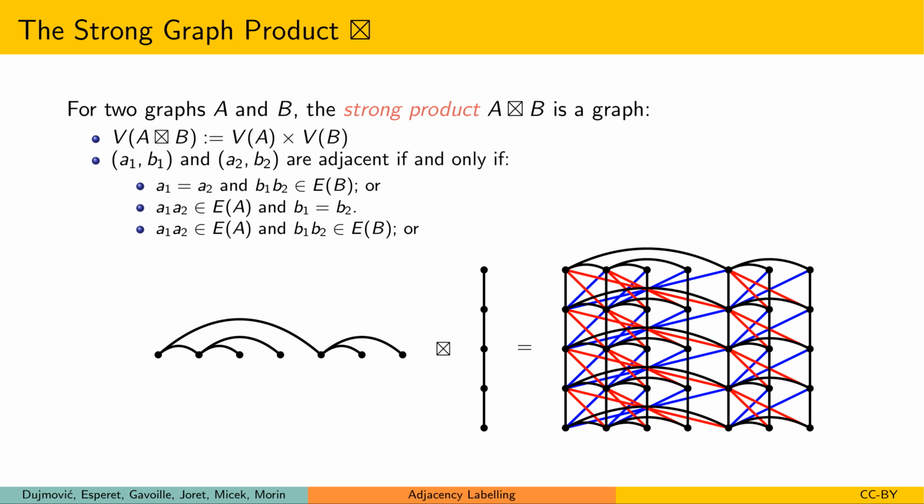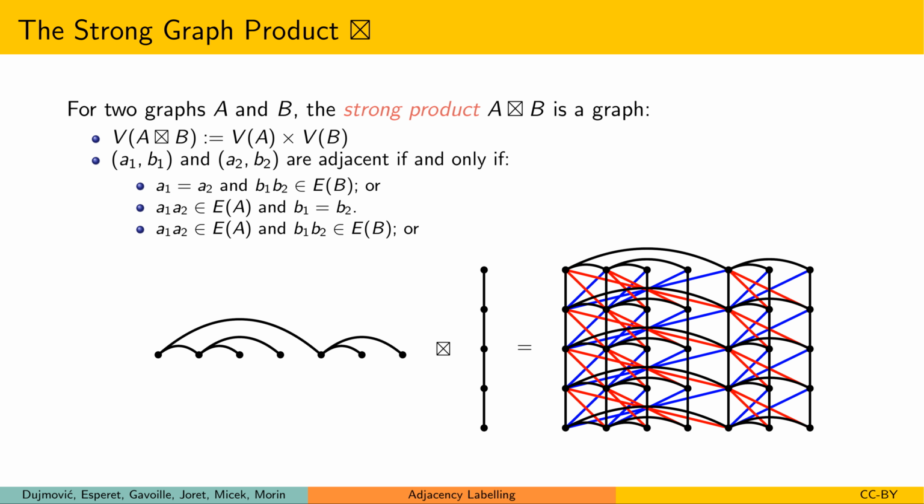This figure illustrates the strong graph product of a tree and a path. The product of two graphs A and B is the graph whose vertex set is the Cartesian product of the vertex sets of A and B. A vertex (A1, B1) is adjacent to a vertex (A2, B2) if one of the following 3 conditions is satisfied. A1 equals A2, and B1 and B2 are adjacent in B. These are vertical edges in the illustration that join 2 vertices in the same column. A1 and A2 are adjacent in A, and B1 equals B2. These are horizontal edges in the illustration that join 2 vertices in the same row.